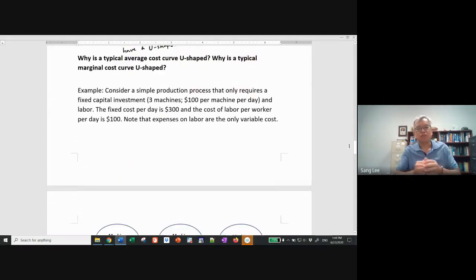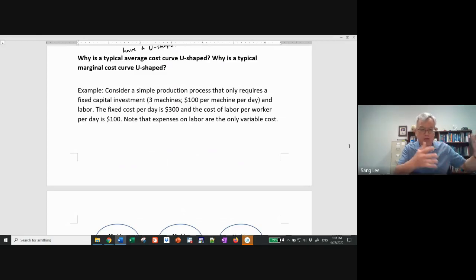Consider a simple production process that only requires a fixed capital investment. So here, fixed capital investment means just a fixed number of machines. So here we're going to assume that there are 3 machines, and it does cost $100 per machine per day. Okay.